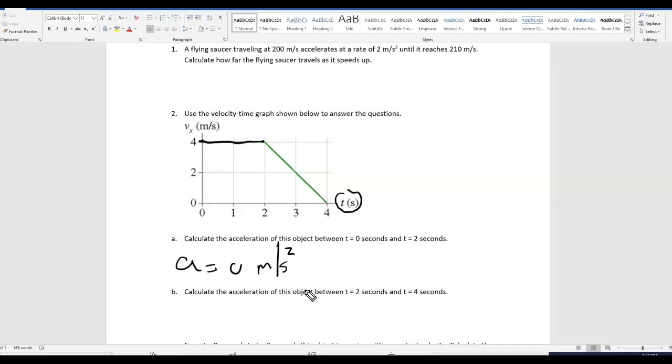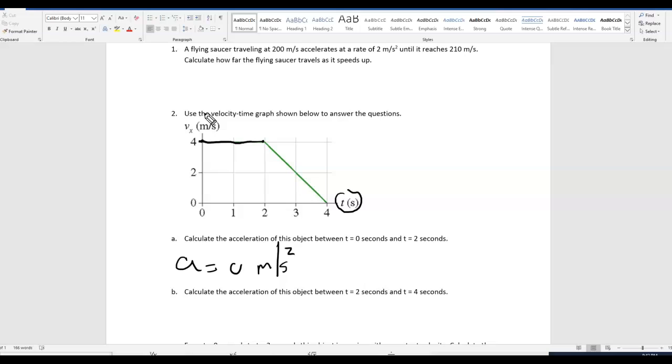Now there's two ways to think of this. Either you can look at this part of the graph and realize, hey, that's a horizontal line segment, and if it's a horizontal line, it has no slope, because slope is rise over run, and it has no rise. So the slope here is 0. Or you can realize that, hey, the velocity is not changing. It's staying at 4 meters per second. And if your velocity is not changing, that means you have no acceleration.